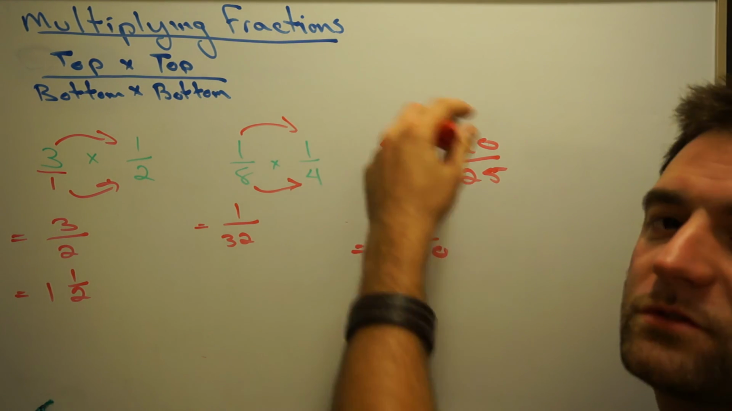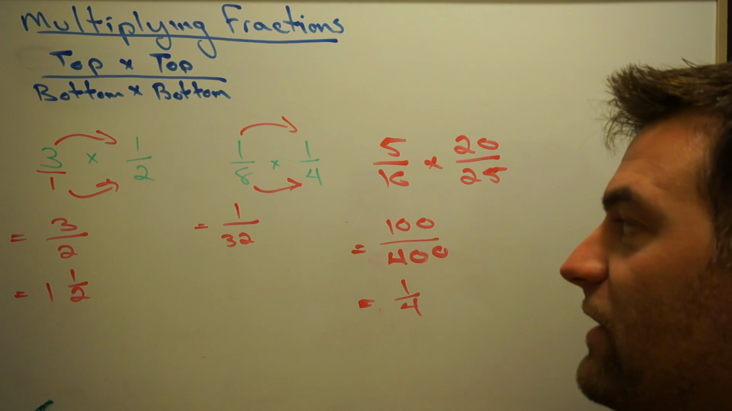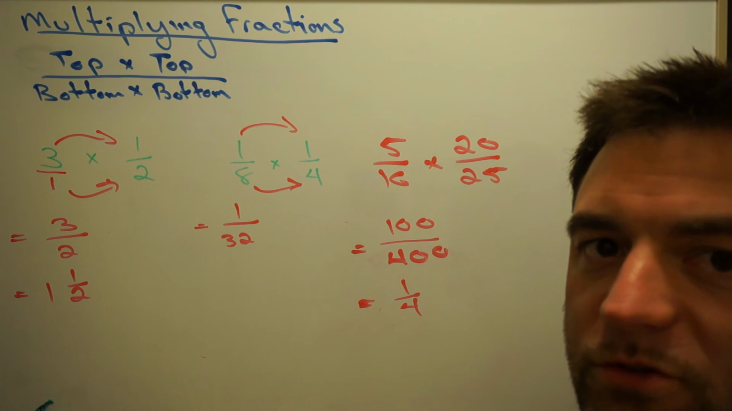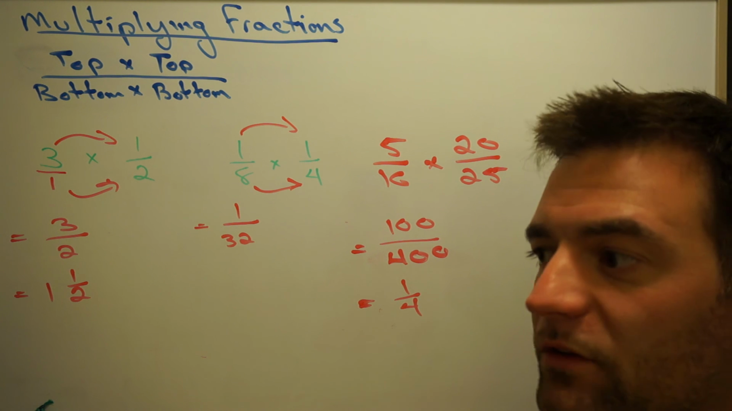When you don't simplify first, you just get bigger numbers. When you simplify first, you work with smaller numbers all the way through. It's often easier to work with it in your head.